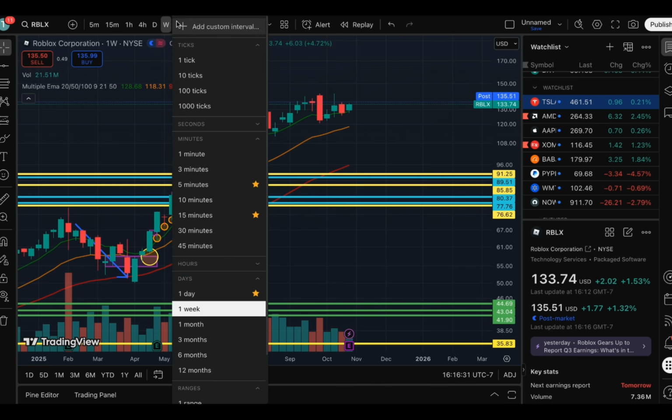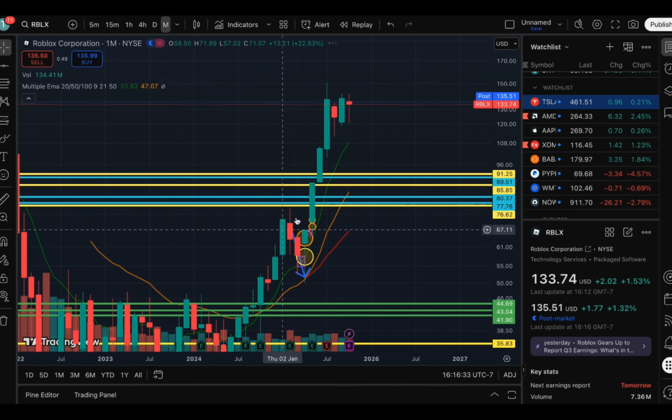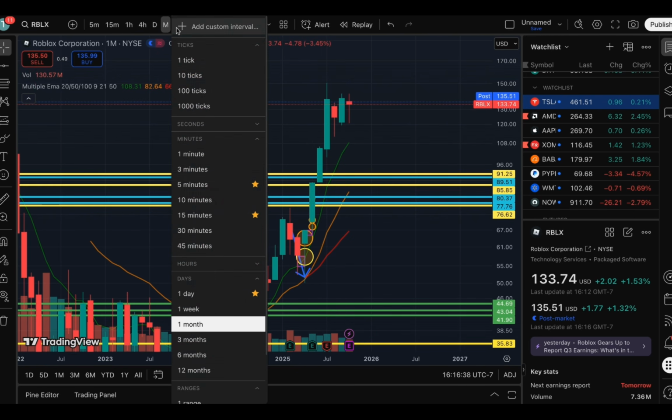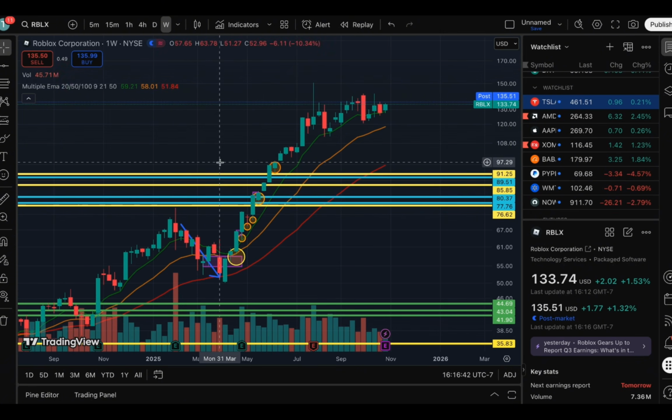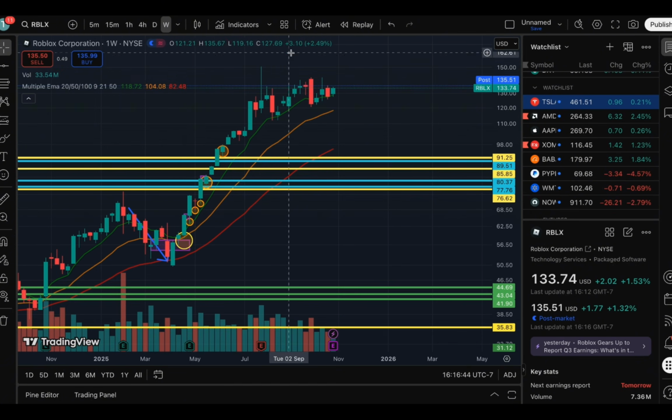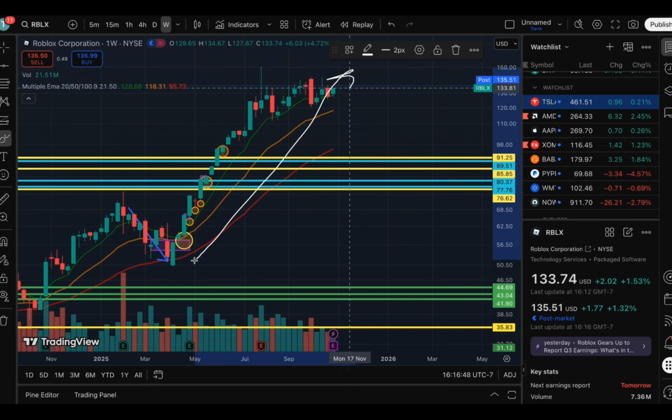You can even look at the monthly time frame. I expect to see a lot of green candles, green candles into April. You can see the overall trend. If you zoom out, you can identify the trend. It's important to identify the trend so you know which direction the stock is going. In this case, the stock is going up, right?